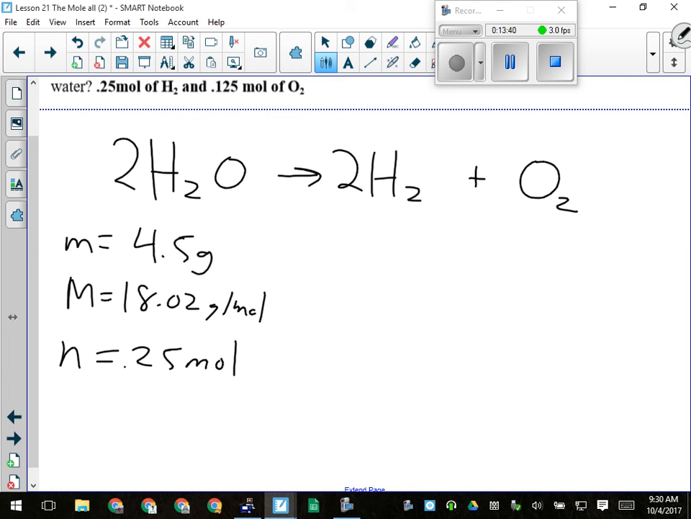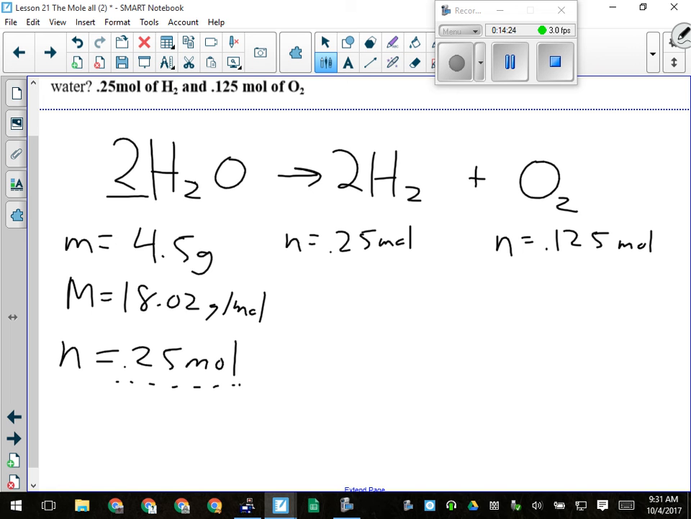Since there's 0.25 moles of water on this side, and I have a 2 in front of water, I must also have 0.25 moles of this stuff because they're present in the same ratio. They're both a 2. Everybody follow me there? So 0.25 moles over here. Now I have half as much of this stuff. Agreed? So what's half of this number? 0.125. All I'm using here is that I have to have the same ratio of stuff on both sides.